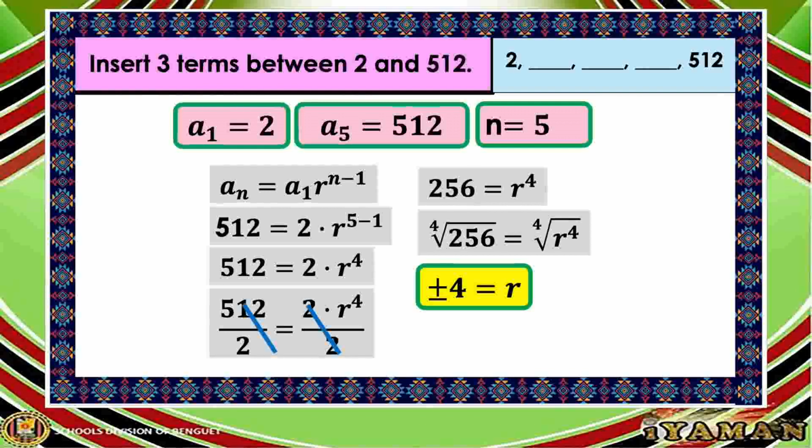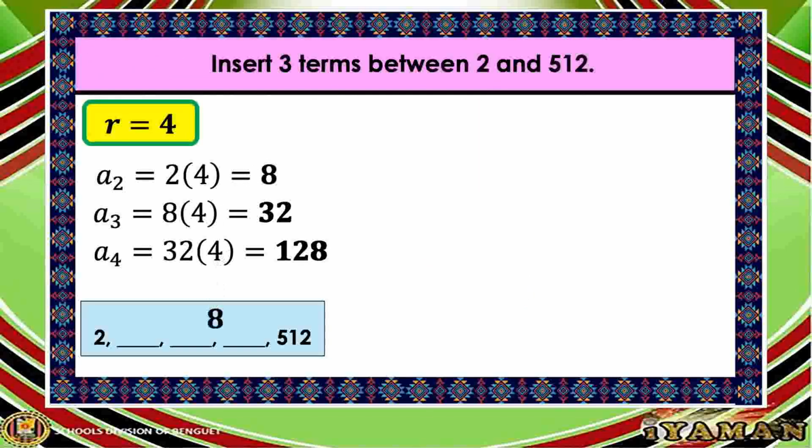Now, if r is equal to positive 4, the second term is equal to 8, the third term is equal to 32, the fourth term is equal to 128. So, if r is equal to positive 4, then the three geometric means between 2 and 512 are 8, 32, and 128.